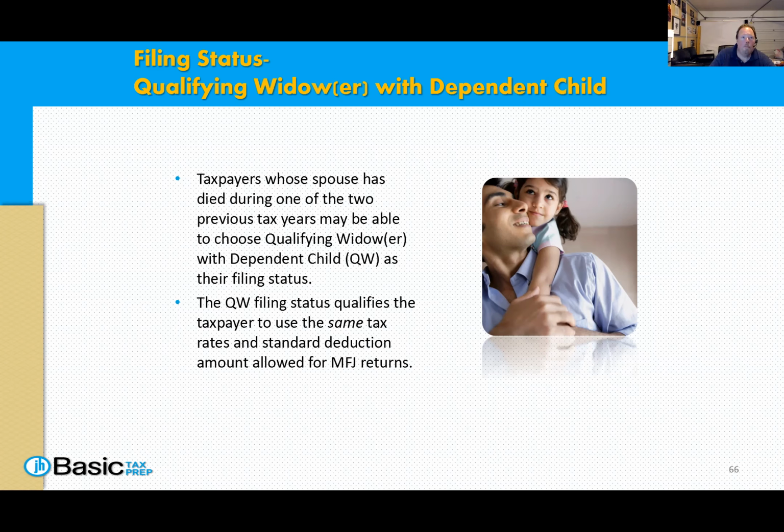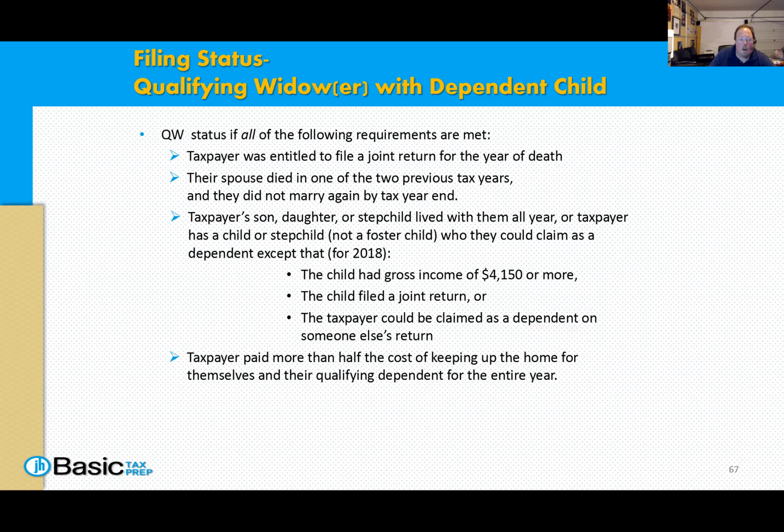Okay. So qualifying widower status, if all of the following is met. They're entitled to file a joint return for the year of death. Their spouse died in one of the 2 previous tax years, and they did not marry again by tax year's end. So they are a single person. So they are still a widower. And they've had that loss within that 2-year period.